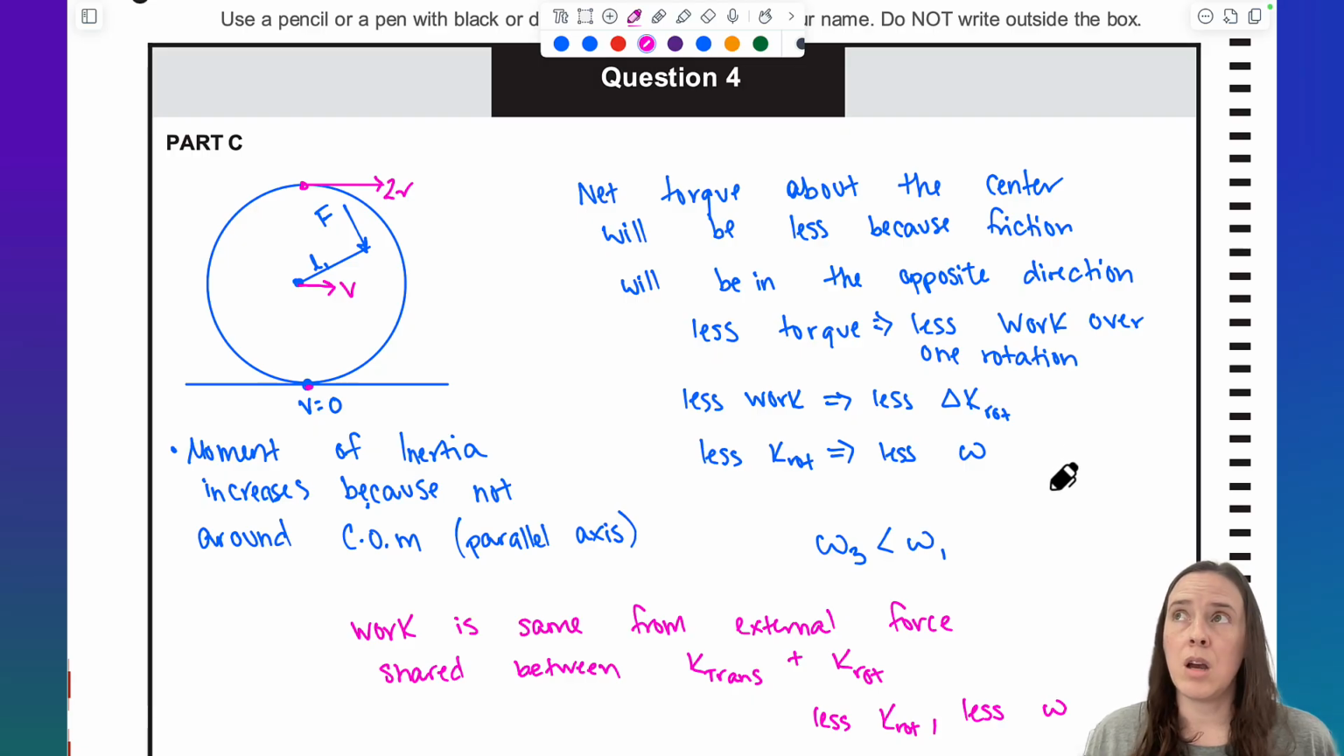I'm trying to think if there's any other ways, any other things we could say about it. If you said something different, let me know and we'll talk about it in the comments. But yeah, so that's it.